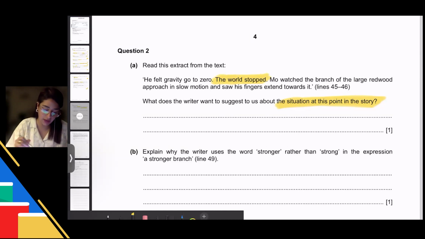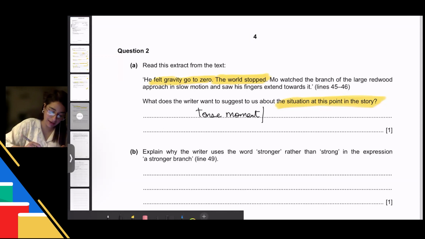If we talk about how he felt gravity go to zero, this shows us that he himself is feeling a certain way. So one phrase or adjective that you could use to describe how he feels is that this is a very tense situation. That gets you the mark. So for example, in this case, he's not just scared or worried, but he is being rather dramatic about it. So it is a very tense moment for him. That is something that we could say: it's a tense moment.